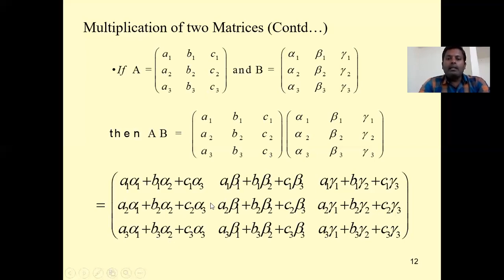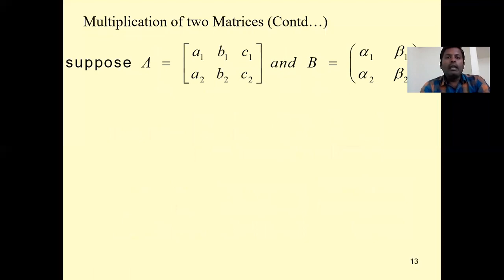Okay, next, the third row of the first matrix and the second column of the second matrix: A3 into beta 1, plus B3 into beta 2, plus C3 into beta 3. The same way, the third row of the first matrix and third column of the second matrix, you write A3 into gamma 1, plus B3 into gamma 2, plus C3 into gamma 3.